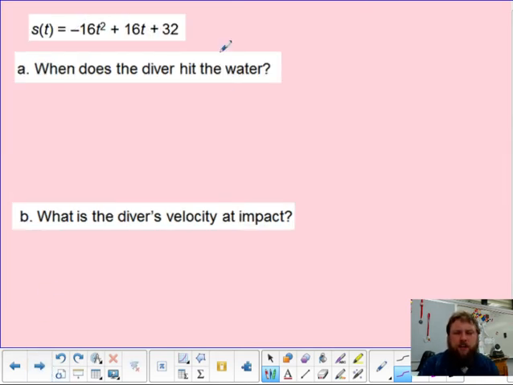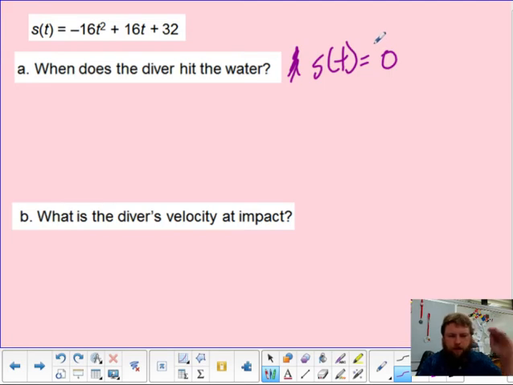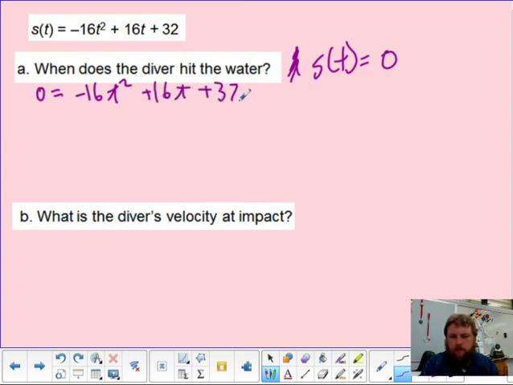And here's my function again. When does he hit the water? So he's going to hit the water when your s of t is equal to 0, because that's like your y value. So when you hit 0, boom, you hit the water. So we're going to do that by regular old factoring. So 0 equals negative 16t squared plus 16t plus 32.